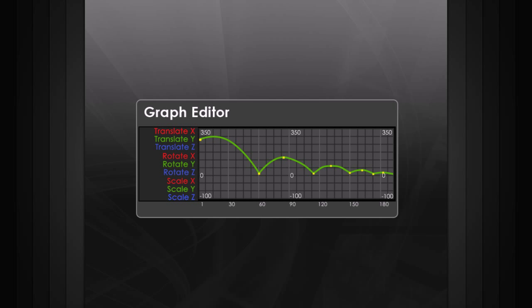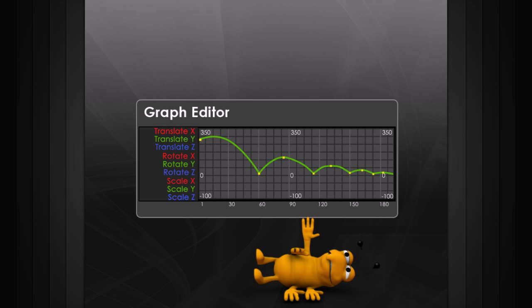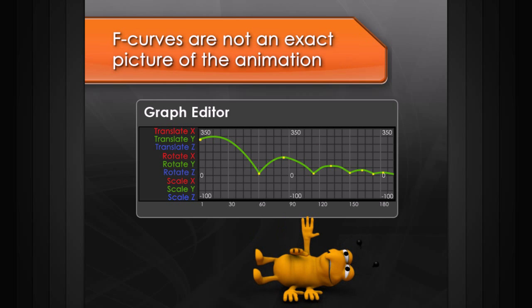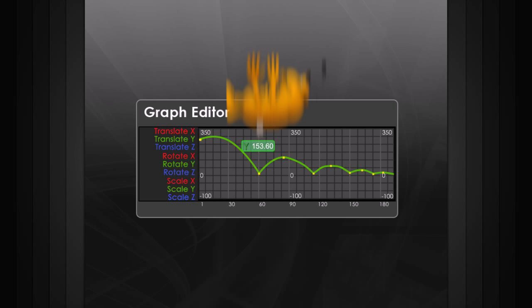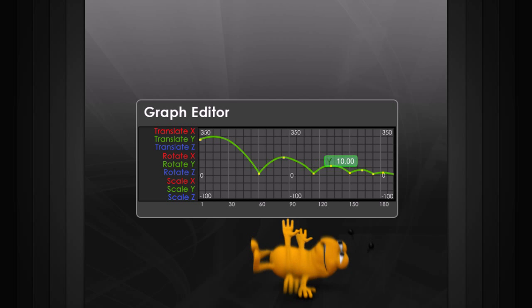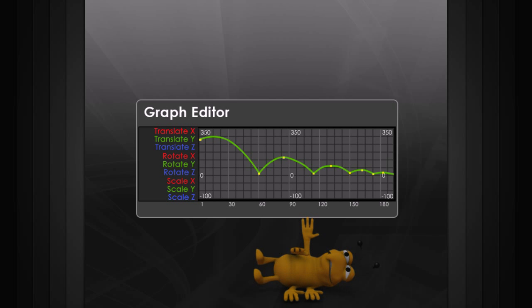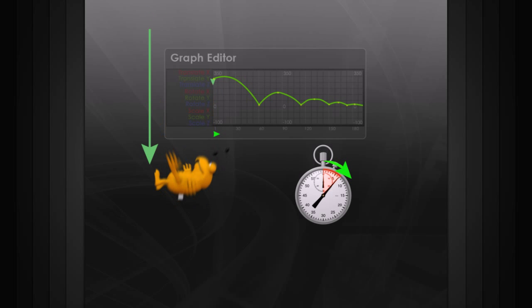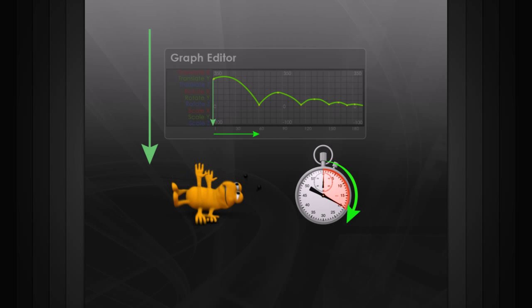Our object falls straight down, but in the graph editor, it looks like it's moving forward and down. Now, this is a very important thing to understand about the graph editor. The motion of the F-curve in the graph editor is not a direct representation of the animation. Instead, it describes how the attribute changes over time. So in the case of our Translate Y F-curve, what the graph editor shows us is that our object is moving down in space and forward in time.